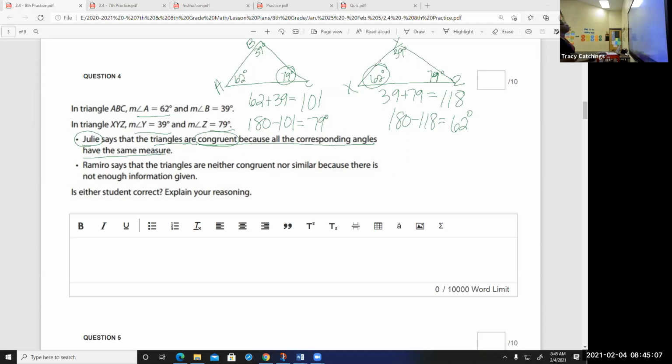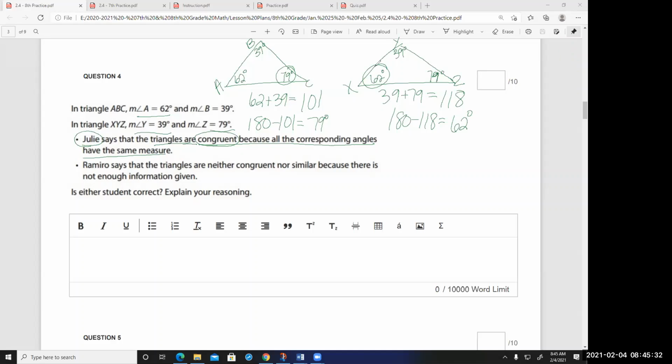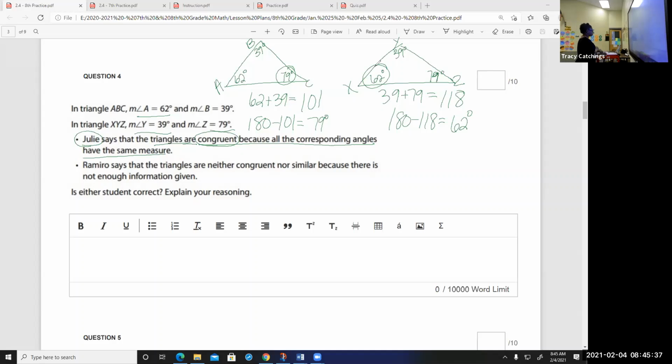All right, so now that we have found those missing angles, let's read what she said again. She said these two triangles are congruent because all the corresponding angles have the same measure. Is Julie correct or incorrect? All right, Latham, you said incorrect. And then Brian, you said correct.